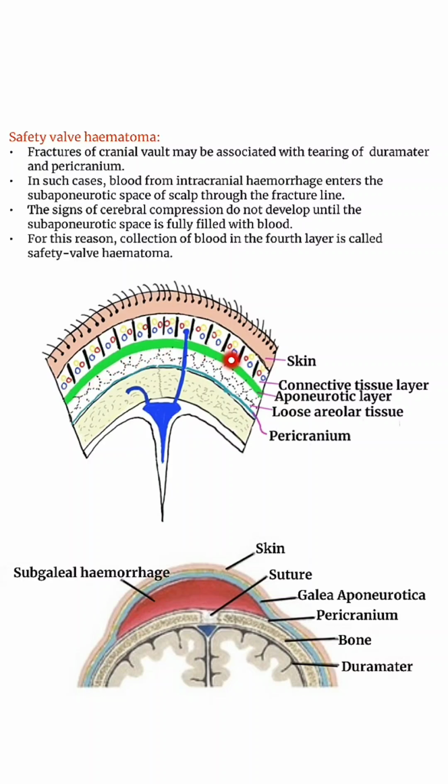This is the aponeurotic layer. Below the aponeurotic layer, there is the subaponeurotic space of the scalp. The blood enters the subaponeurotic space. The signs of cerebral compression do not develop until the subaponeurotic space is fully filled with blood. For this reason, collection of blood in the fourth layer is called safety valve hematoma.